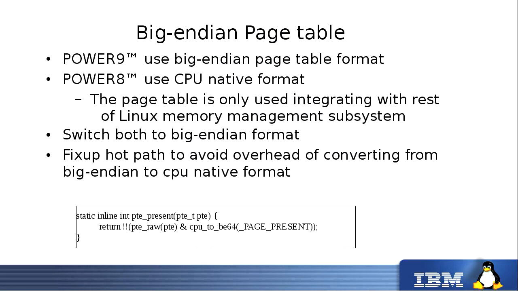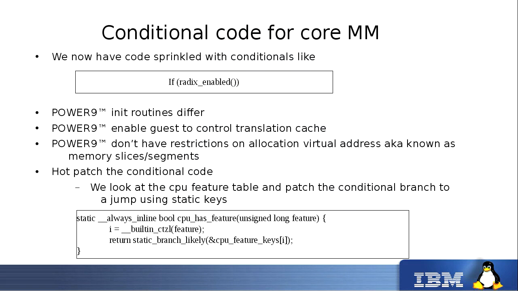Those are some of the interesting things we did to speed things up. Even though I said we want to avoid conditional code, in some cases it is unavoidable. We do have code like, if radix enabled, which basically says that you are in the new MMU model. The way we speed this up is by using static keys. Why do we need the conditional? It's primarily because we have different init routines.